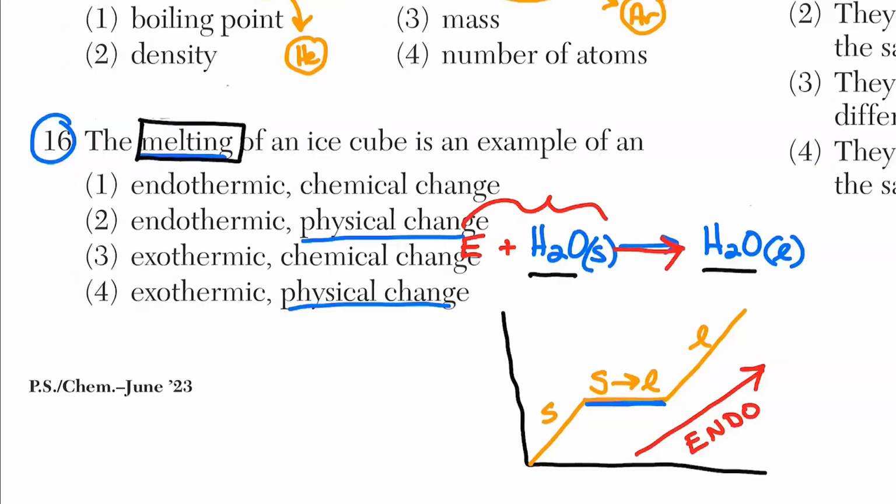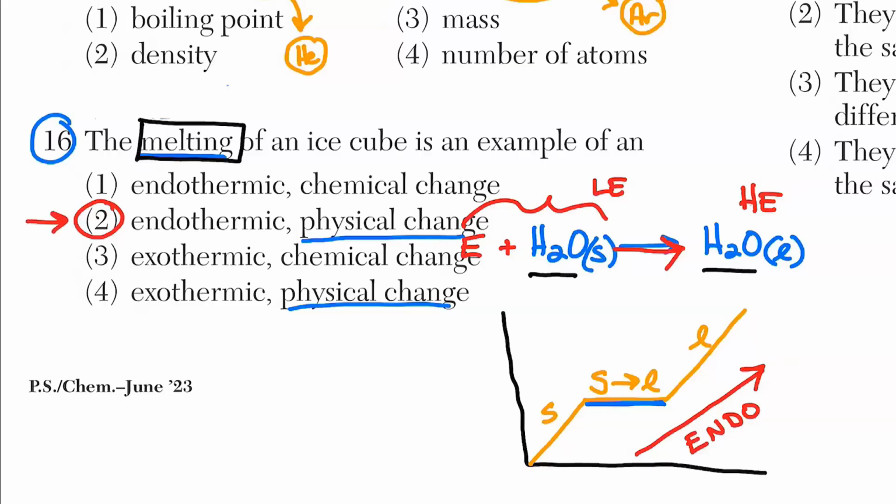Liquids have more energy. And so if I have higher energy here and I have lower energy, the only way to make this work is to add energy. The curve is going up. It's endothermic. All right, so you have to know that solid to liquid, you need energy to go to a higher energy state. It's endothermic. So number 2 is your answer here.